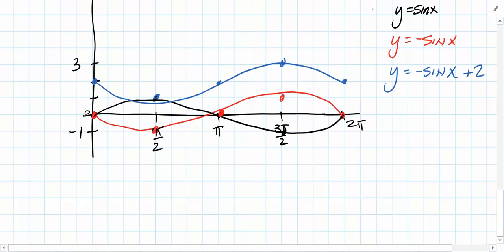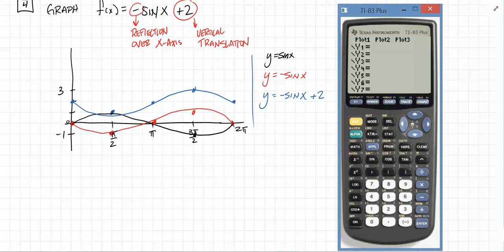Notice I got my scale on the right-hand side there to tell you what each one does. All right, so we're going to graph in here negative sine of x, and then we're going to go plus 2. Okay? All right, but we got to change our window. So our lowest x is still 0. Highest x still 2 pi. Scale is still pi over 2.